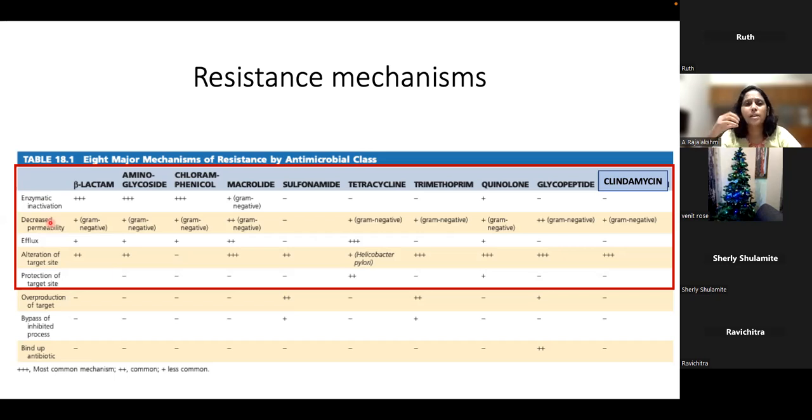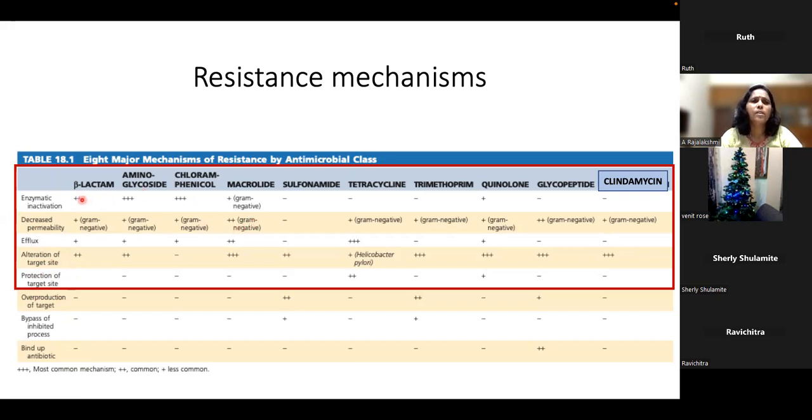the bug has a thick coat so that the drug doesn't get in, or the target is blocked or modified by some mutation. Efflux pump, that is, the drug is expelled out. Alteration of the target site, which can happen at the cell wall level or at the protein synthesis level. Protection of the target site. These are the 5 major mechanisms of resistance. There are much more, but if you could remember this, it would be good enough.